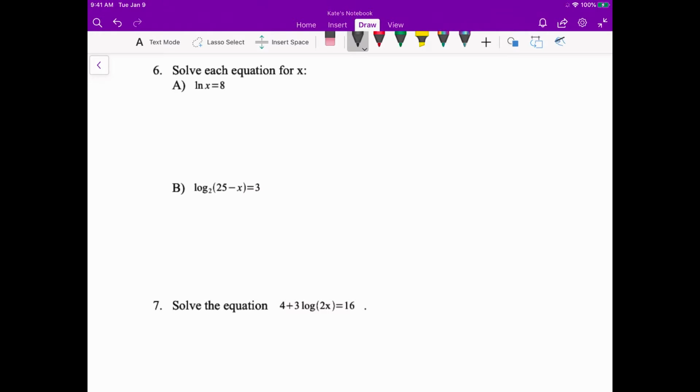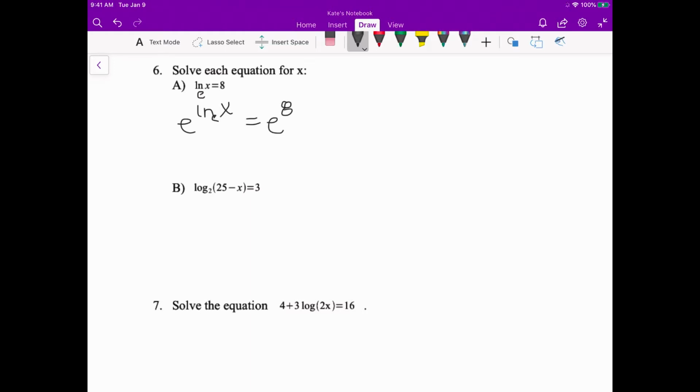Well, the natural log has a base of e, so whatever your log base is, you're going to apply an exponential base of the same thing on both sides. So since my log base is e, I'm going to apply an exponential base on both sides. So this will end up being e to the natural log of x equals e to the 8th.